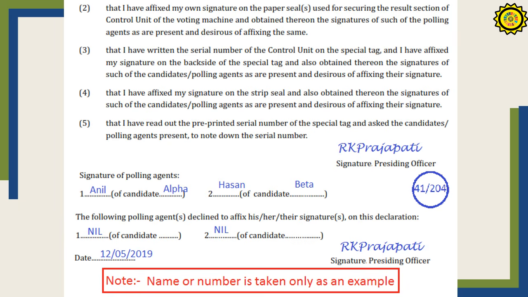The presiding officer shall sign the declaration and will also obtain the signatures of the polling agents as are present and who are willing to sign. If any polling agent refuses to sign the declaration, the presiding officer will make a note of his or her name in the space provided for that purpose. Then the presiding officer will again sign the declaration and will also put the seal.